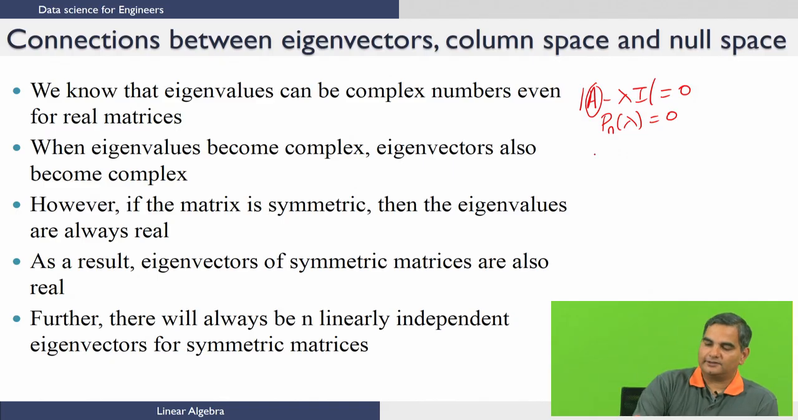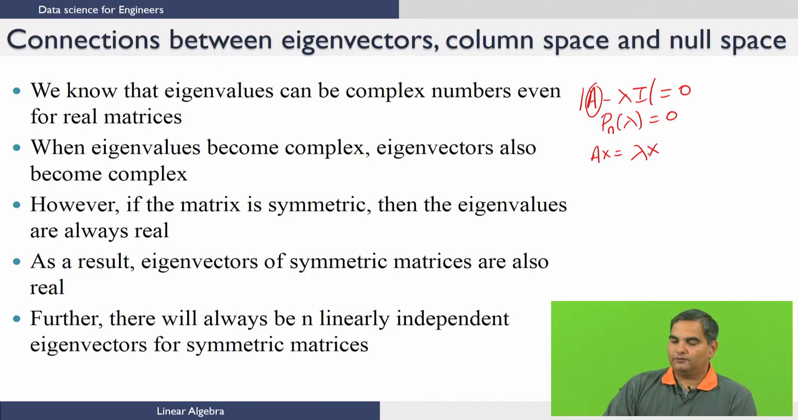And notice that since we write the equation Ax equals lambda x, whenever these eigenvalues become complex, then the eigenvectors are also complex vectors. So, this is true in general.